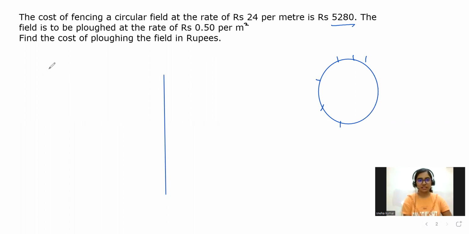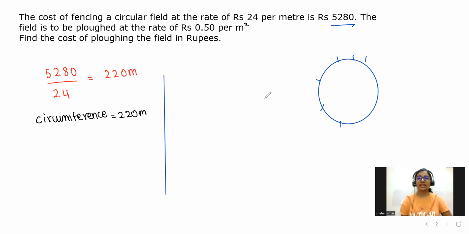For that, I'll just divide the total amount they have given me, 5280 for fencing it, by 24 rupees per meter. If you simplify this, that gives me 220 meters. So what does this tell us? This tells me that the circumference of the circle is equal to 220 meters. Next, from this, I need to find the radius of the circle because we need to calculate the area to plow the field.